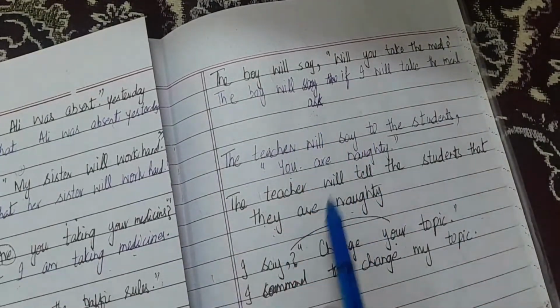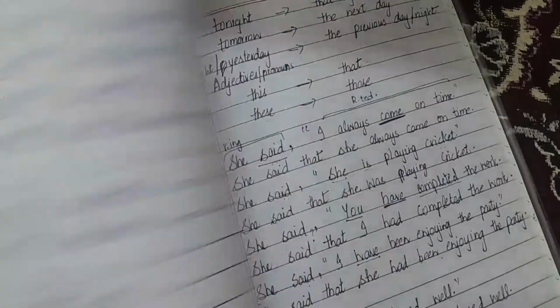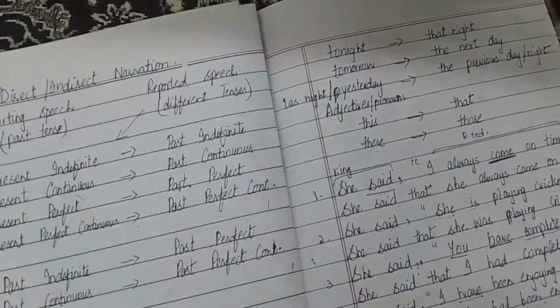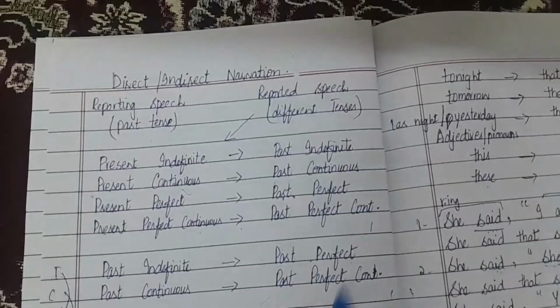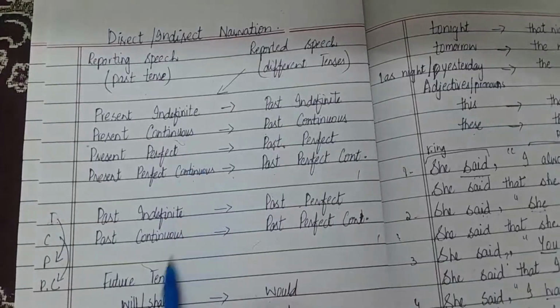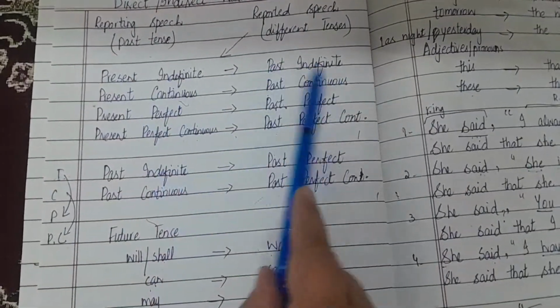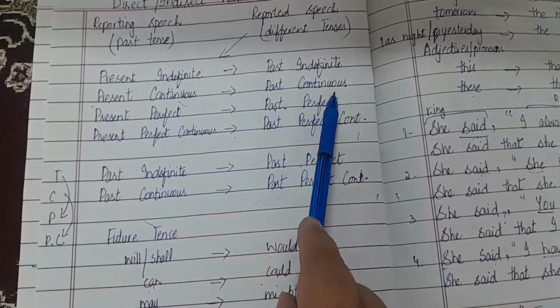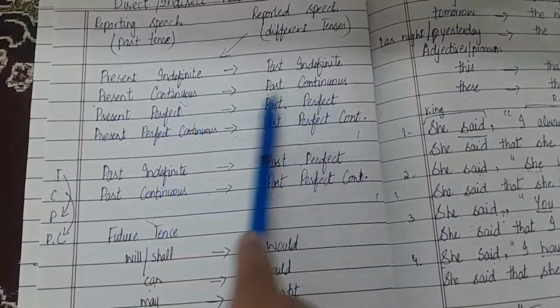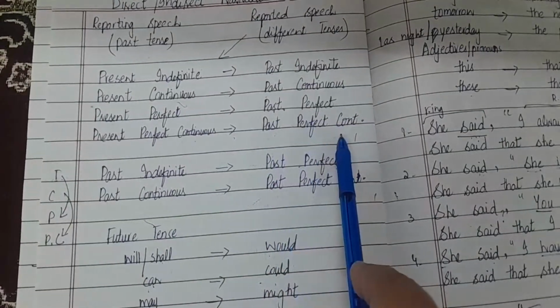देन वी मूव्ड ऑन टू द फ्यूचर टेंस सेंटेंसेस, साथ साथ भी मैं करवाती रही आपको, ठीक है। देन चेंज ऑफ tense when we talked about कि reporting speech is in past tense and reported speech is in different tenses, then reported speech के tenses change हो जाते हैं. If it is in present indefinite, past indefinite, present continuous, past continuous, present perfect, past perfect, and present perfect continuous will be changed into past perfect continuous tense.